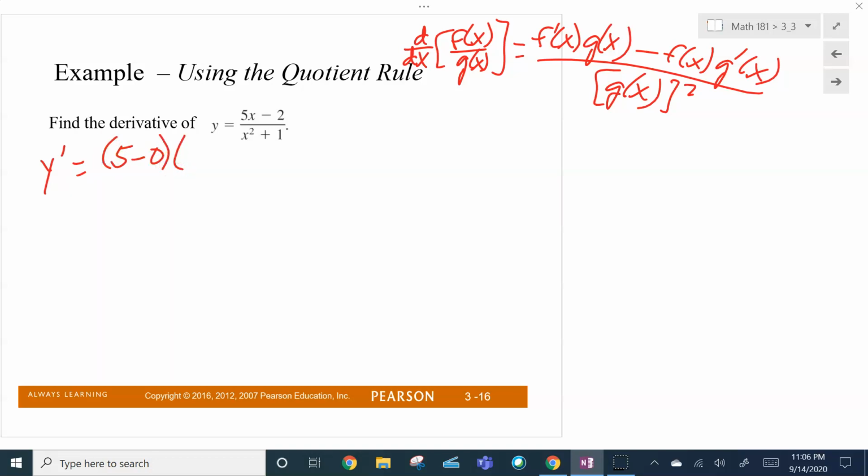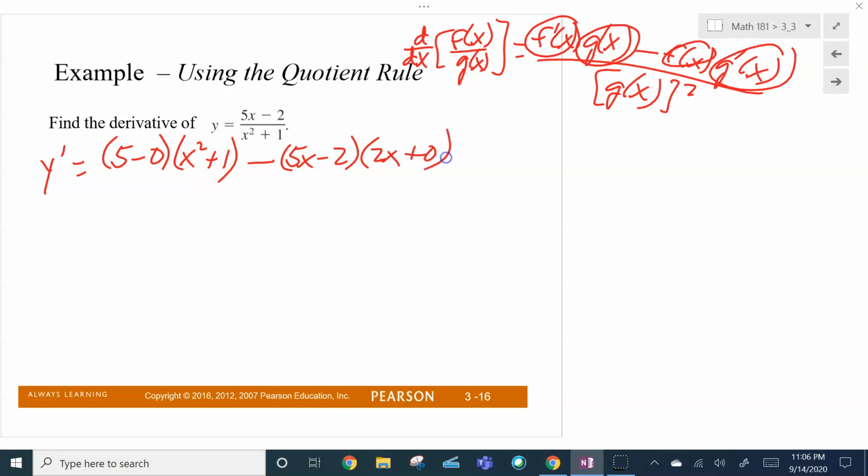Now I'm just leaving the bottom alone. I'm sorry, I'm doing the g of x part. Okay, I already did that. Derivative of the numerator. Now I'm just leaving g of x alone, so I just put it right next to it. X squared plus 1. Minus. Now I have the numerator is my f of x. So I just leave this one alone now. Times the derivative of g of x, so I've done that one. Now I'm taking the derivative of the denominator. Derivative of x squared, 2x. Derivative of the plus 1, 0.